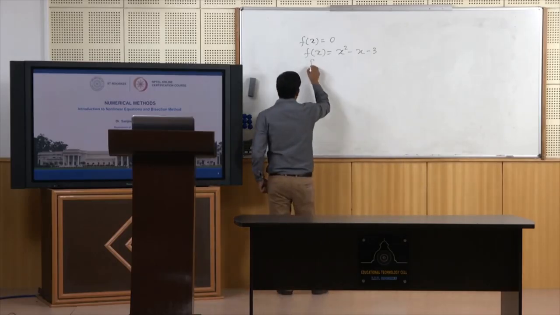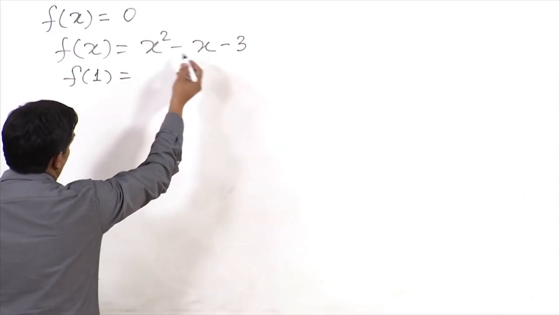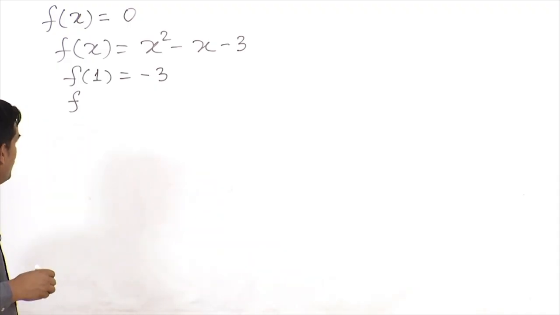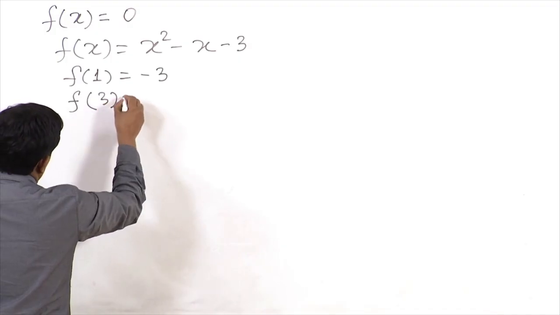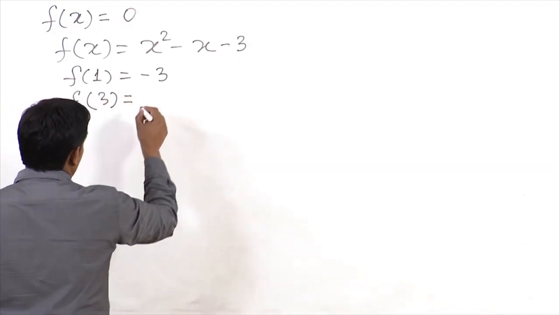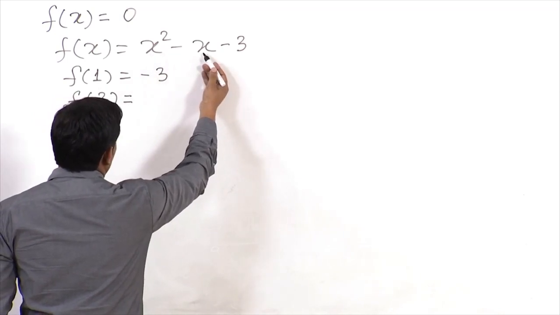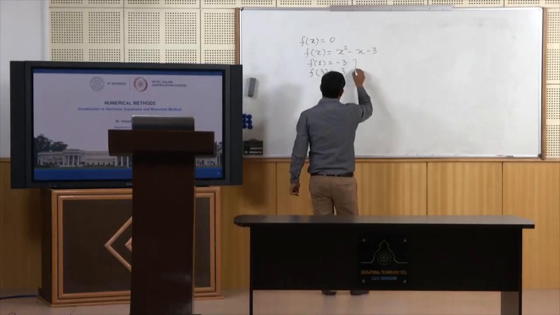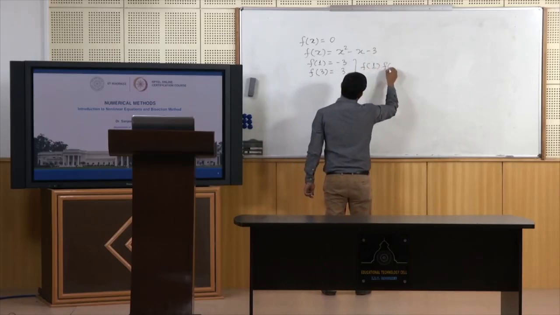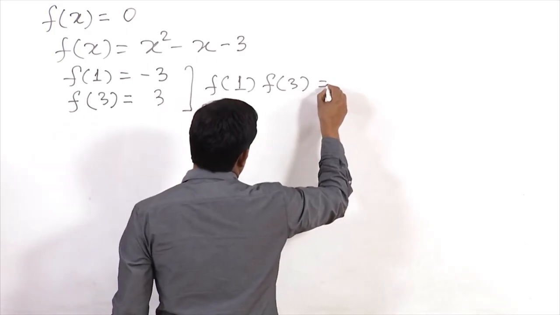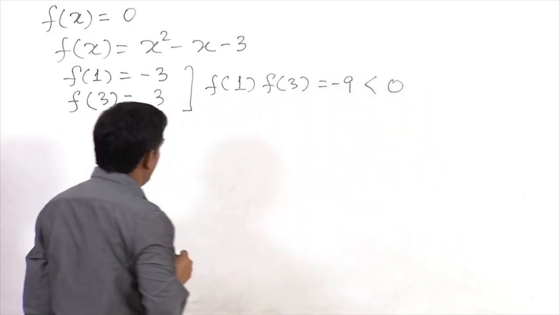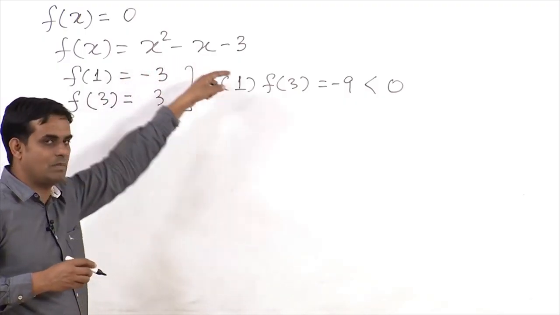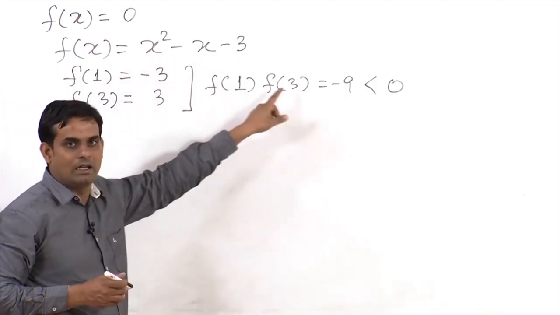So, if I check f(1), it comes out to be 1 minus 1 minus 3, that is minus 3, and f(2) will be negative. If I check f(3), it will become positive, that is 3 into 3, 9 minus 3 minus 3, so it is positive. As we can see, the product of f(1) into f(3) is minus 9, which is a negative number. It means the root of this particular equation f(x) equals to 0 lies between 1 and 3.